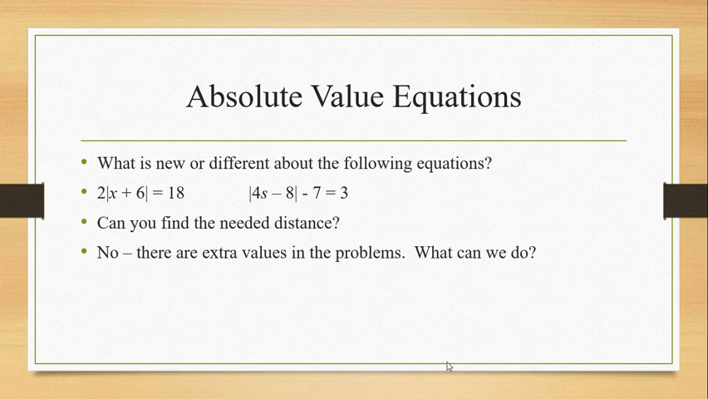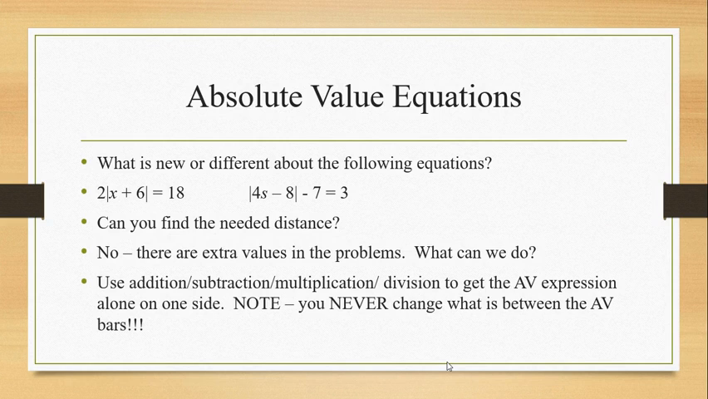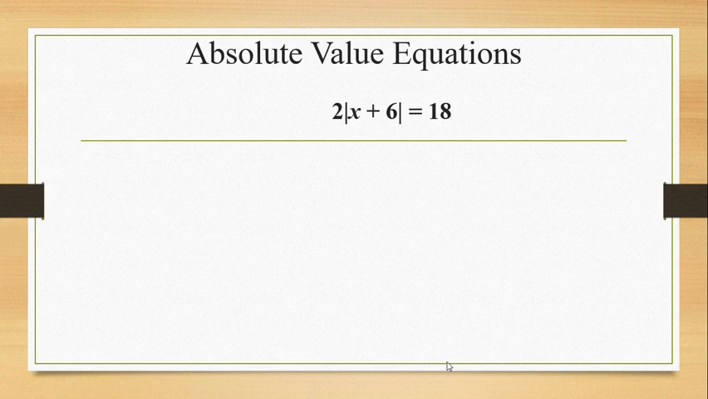So what can we do to get our absolute values alone? We can use addition, subtraction, multiplication, and division to get any of the absolute value expressions alone on one side. Note, you never change what is between the absolute value bars. Think of them as an x, and that these are multi-step equations, and we're just going to solve for the x.